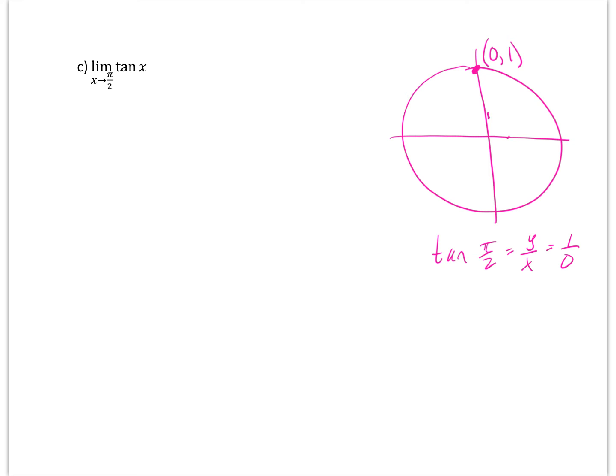So I'm going to erase this, and I'm going to put an angle that's really close to pi over 2, right? So imagine this getting closer and closer and closer. This is going to be approaching pi over 2. So my y values are getting closer and closer to 1, and my x values are getting closer and closer to 0.